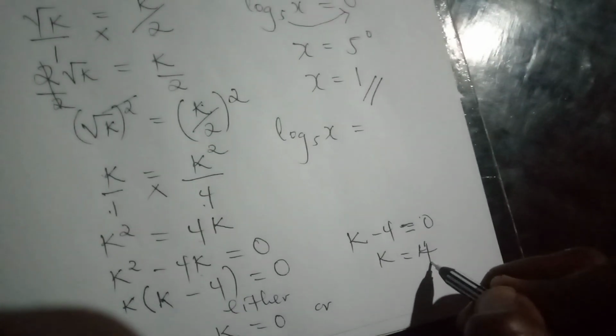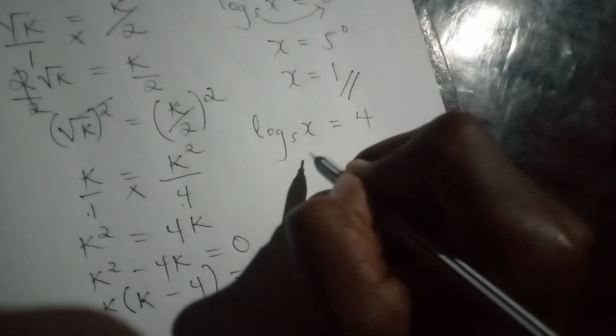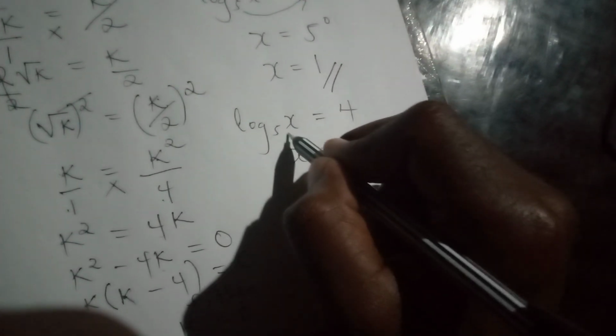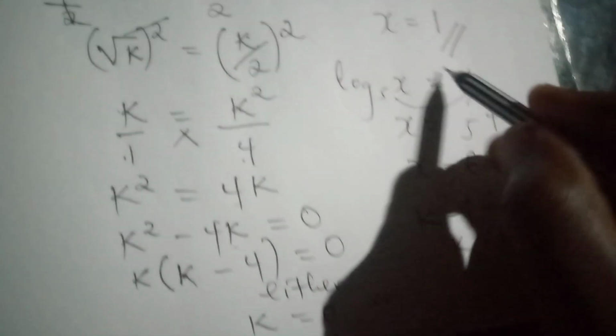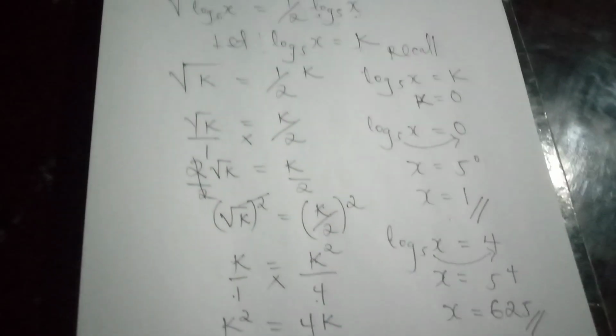And then the other one, that is log base 5 of x is equal to, your answer to be what? 4. That is x is equal to, this one is going to shift that, 5 to power 4, which is x is equal to 625. So these two are the possible solutions.